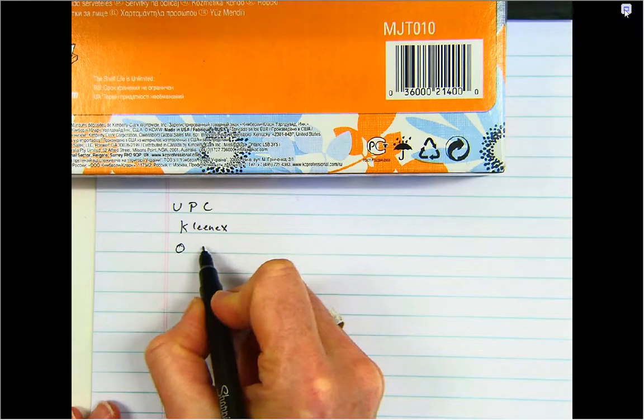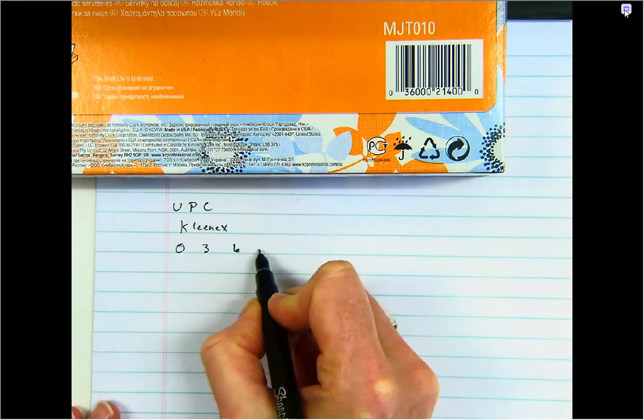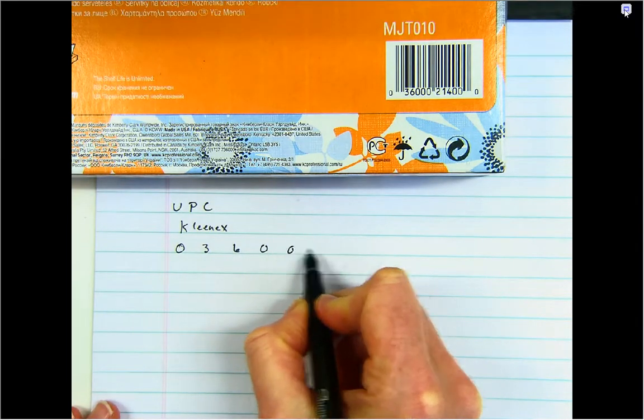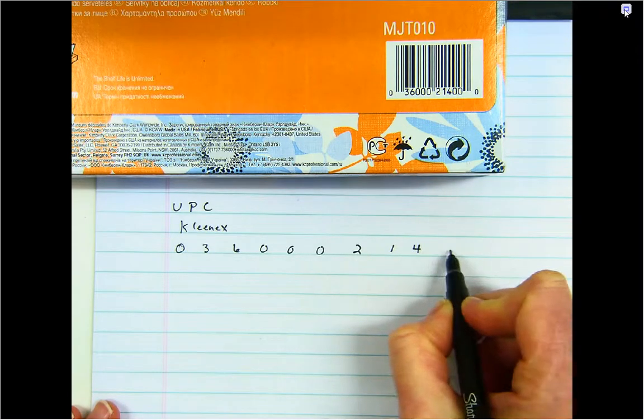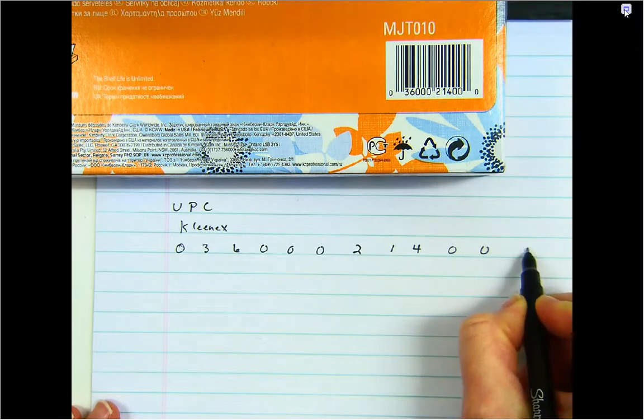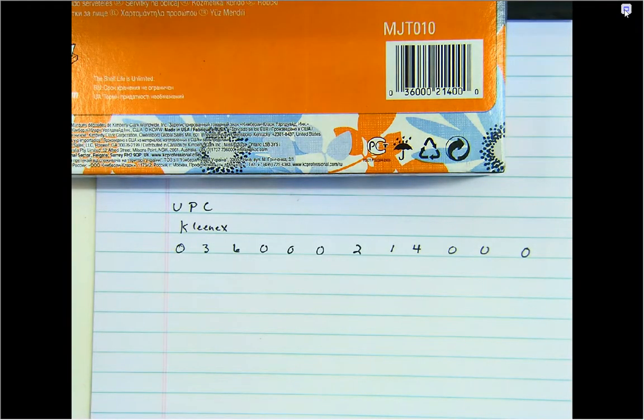So 0, 3, 6, 0, 0, 0, 2, 1, 4, 0, 0, 0. So the first 6 digits are to help the company be identified. The next 5 digits are for the company's use. And then the last digit is the check digit.